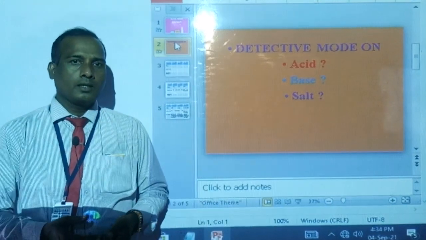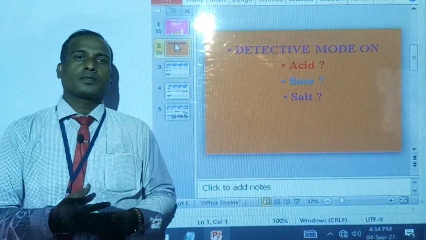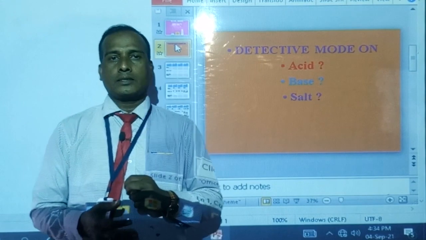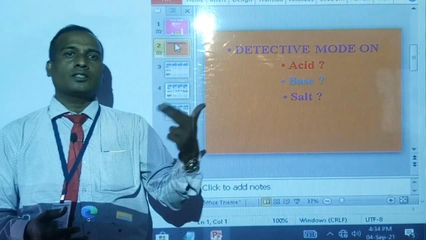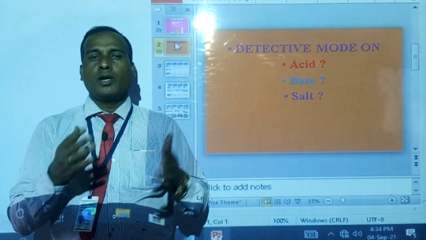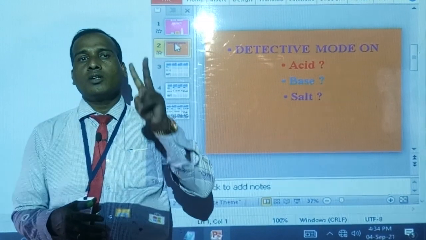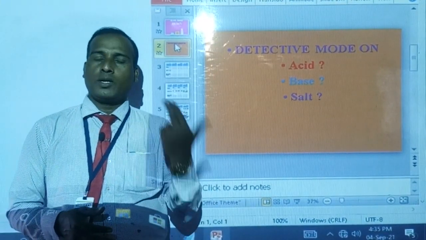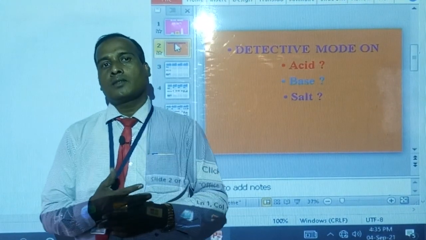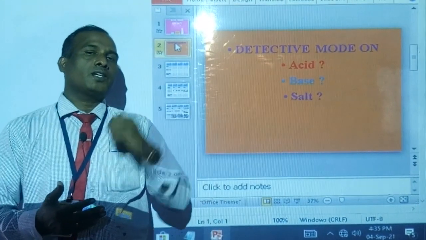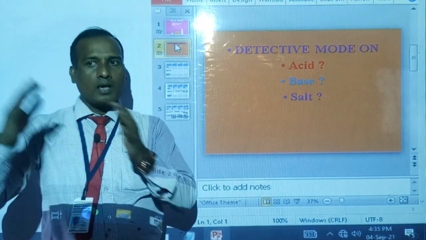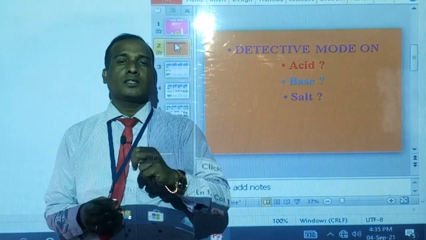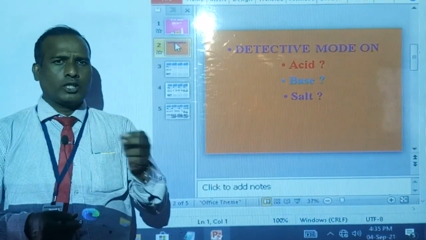Okay students, I have already told you there are two types of indicators. To detect whether it is acid or base or salt, we have to find that out. For that there are two types of indicators. One is natural indicator, and the second one is artificial indicators. Natural indicator means what we obtain from nature, especially China rose petals.